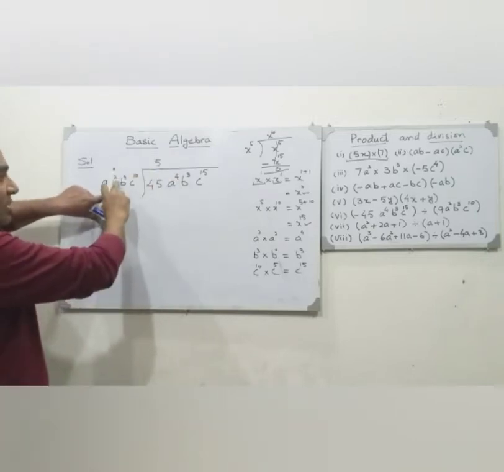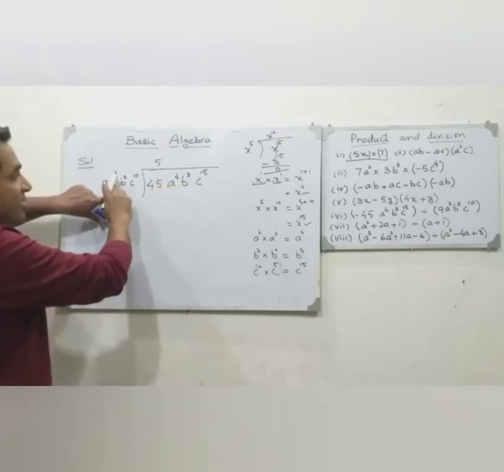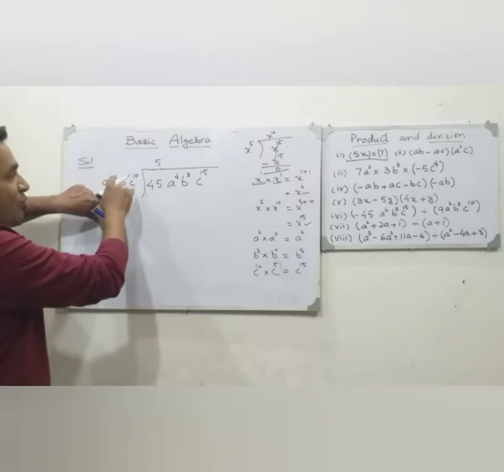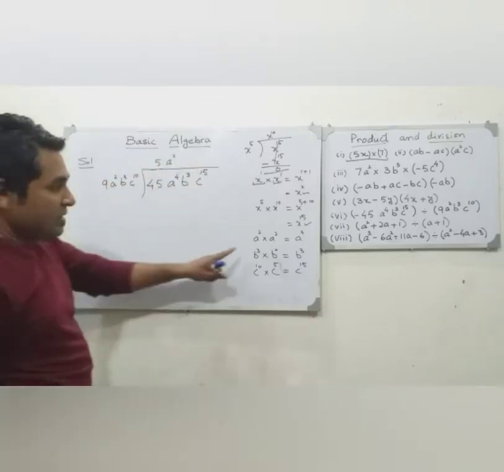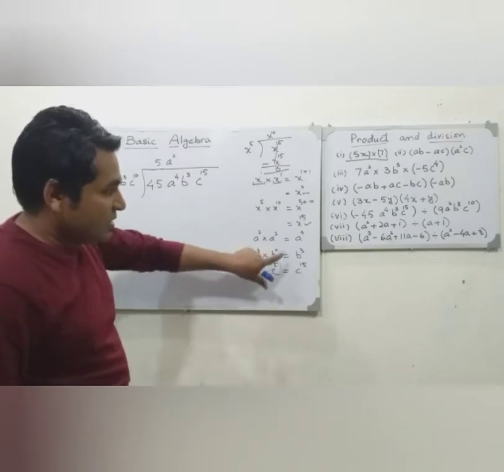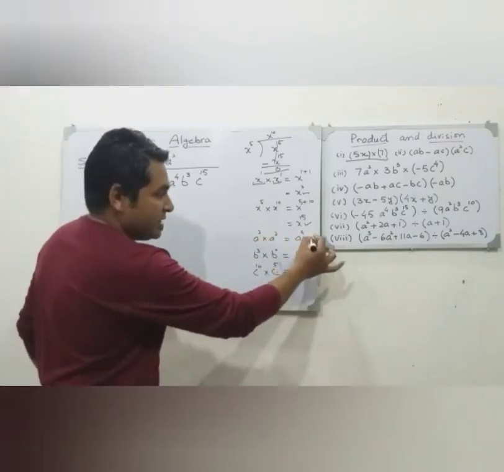It is a squared and we want to get a^4. So we will check that it's 2. So 2 more we have to add. That's why we will multiply it by a squared. So a squared times a squared is a^4. I hope that you're getting it.